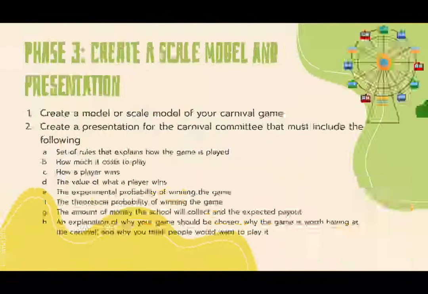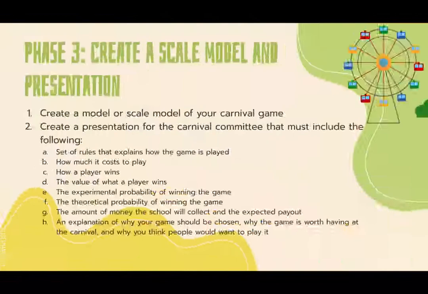The experimental probability of winning the game, which you will get from phase 2. The theoretical probability of winning the game. The amount of money the school will collect and the expected payout. And last but not least, an explanation of why your game should be chosen, why the game is worth having at the carnival, and why you think people would want to play it.